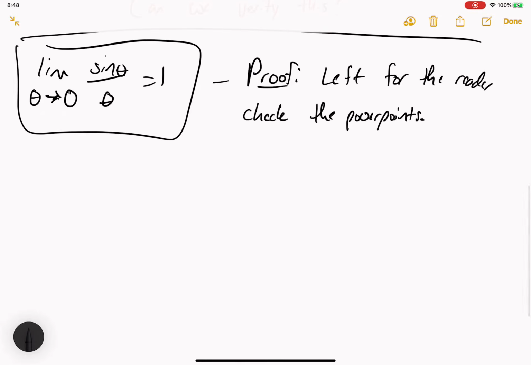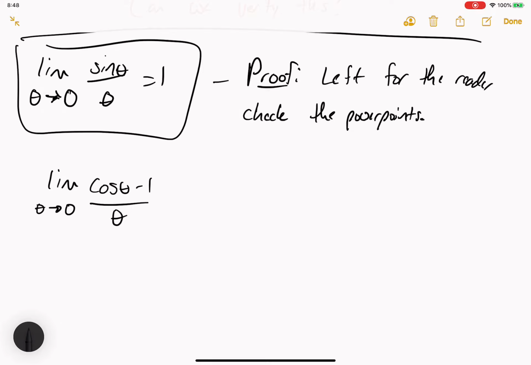But the second one, which is actually more useful, is one that we can prove nicely. It doesn't require any geometrical arguments. It's this one right here: the limit as theta goes to 0 of cosine of theta minus 1 divided by theta. And remember, the limit as theta goes to 0 of sine of theta divided by theta is equal to 1.